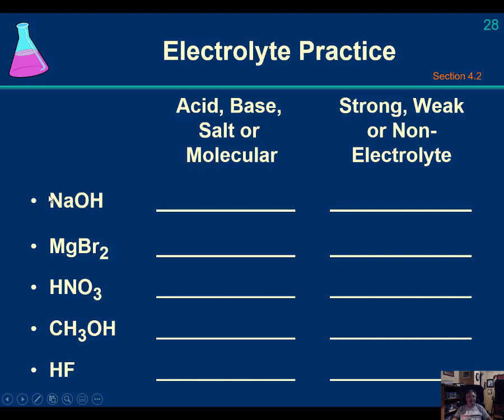So here we go. So this is NaOH. It's an alkali metal. That's a group 1 plus 1 alkali metal hydroxide. That's definitely a base. And it's not just a base, it's a strong base. And if it's a strong base, it dissociates completely, which means that it's a strong electrolyte.